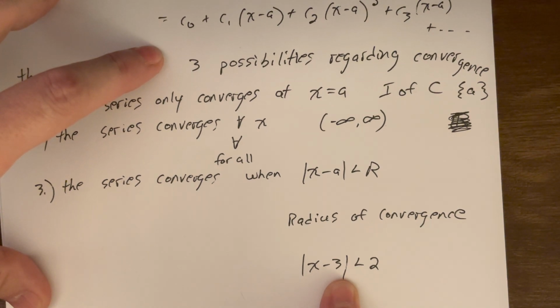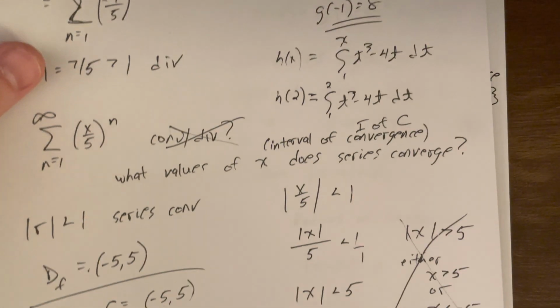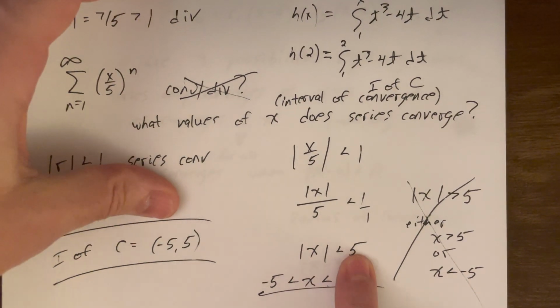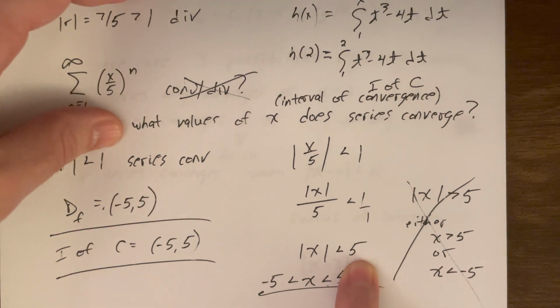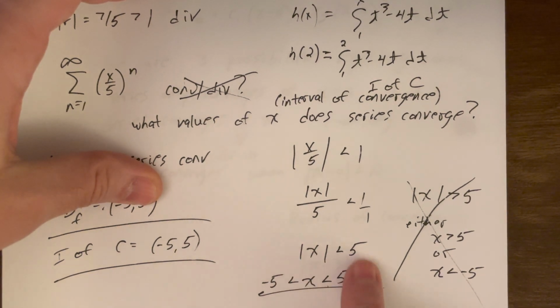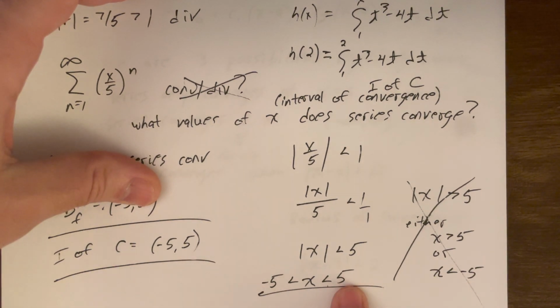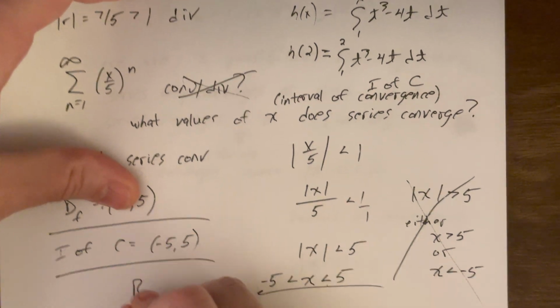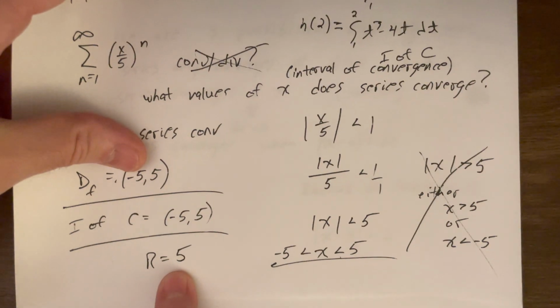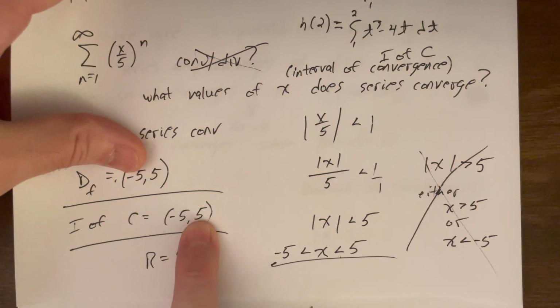We ended up with absolute value of x over 5 was less than 1. So we ended up right here. The radius of convergence in this one was 5. The center was 0. Notice, this is distance. If you go 5 units away from 0, you would end up negative 5 on the left, positive 5 on the right. So in this problem, the radius of convergence would be 5. And since we're centered at 0, that gave us a nice interval, negative 5 to positive 5.